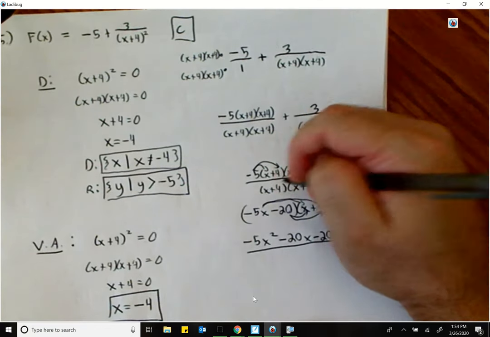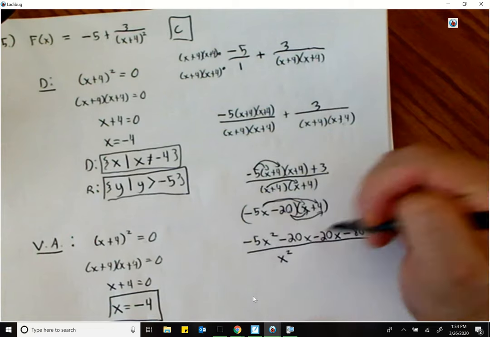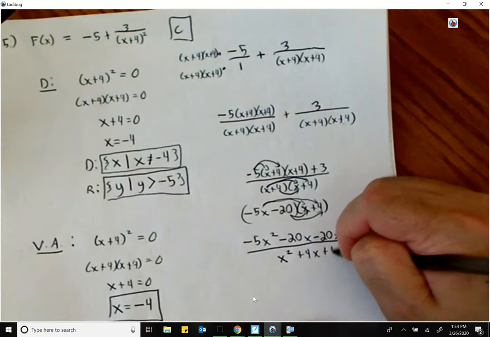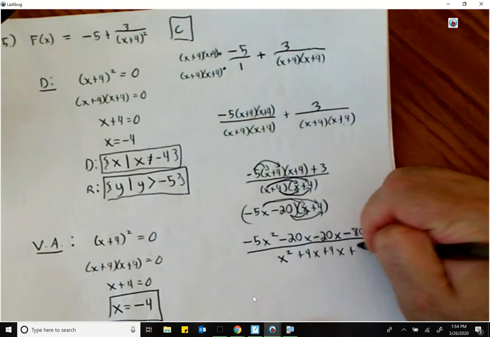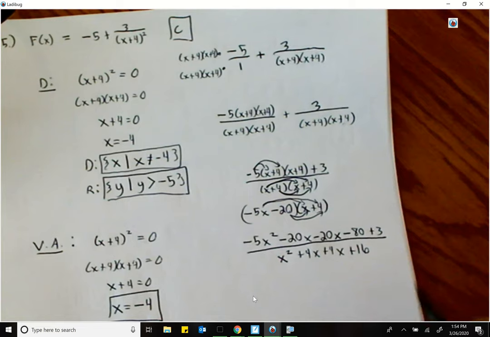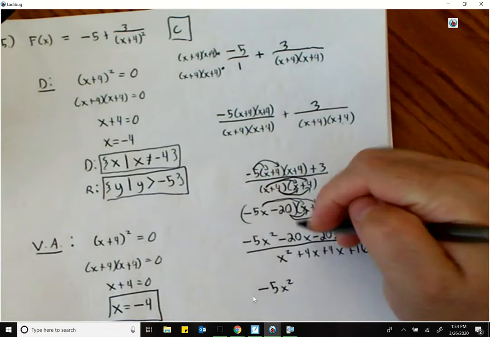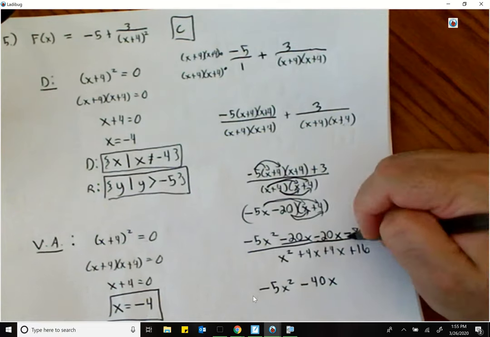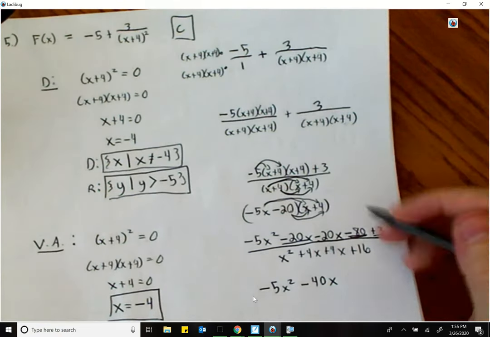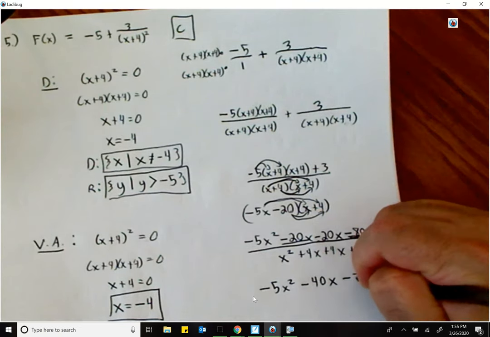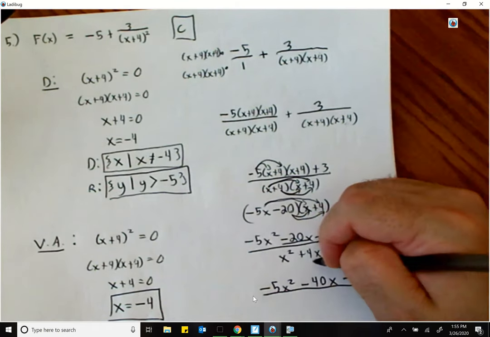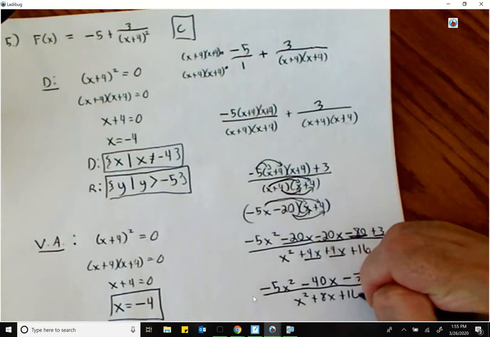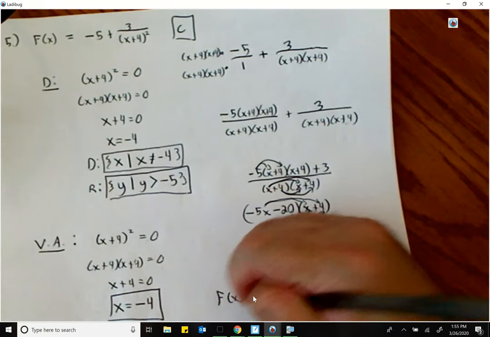In the denominator, we're going to take x times x, and that gives us x squared. Then x times 4, which gives us a plus 4x. 4 times x, which gives us a plus 4x. And 4 times 4, which gives us a plus 16. Combining like terms, in the numerator, we put the negative 20s together, which gives us negative 40x. And we also put together the constant terms, which gives us negative 77 in the numerator. Denominator, put those two together, and we get x squared plus 8x plus 16. So this is really the f of x that we're working with.